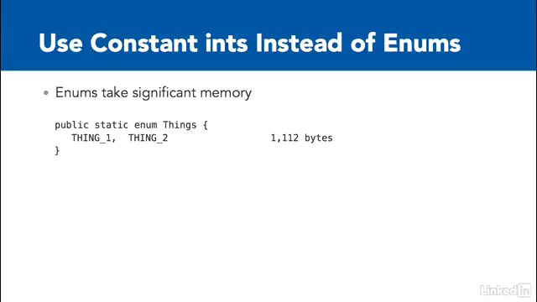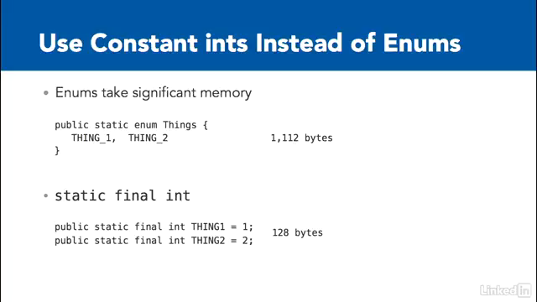Here's an example of an enumeration named things that defines two possible values, thing1 and thing2. This simple declaration takes up over 1,000 bytes. Now, if I change that and instead use constant integers, that is, variables marked with static and final, then I'm only using a fraction of that amount, 128 bytes total. So as much as I might like enumerations, if I'm really looking to fine-tune an application, I might decide not to use them, and I might decide to use simple constants instead.